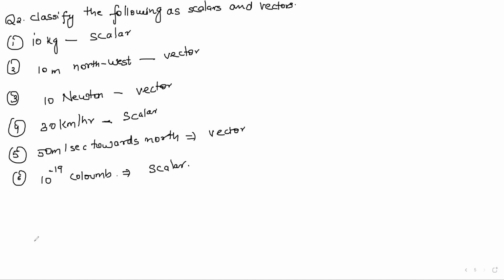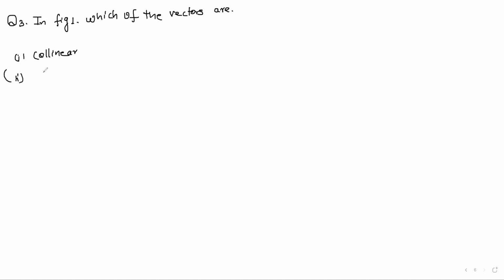Okay, good. Please confirm. Done, sir. Okay, the next one. Third. In figure 1, which of the vectors are: first, collinear; second, equal; third, co-initial. Okay.